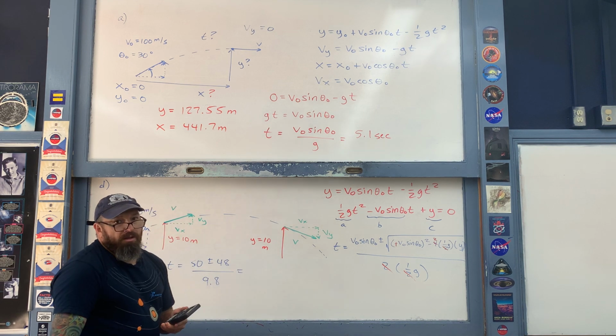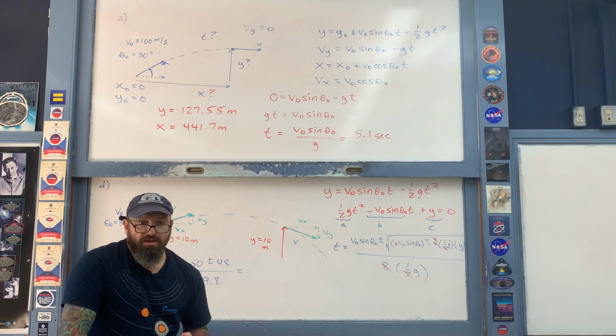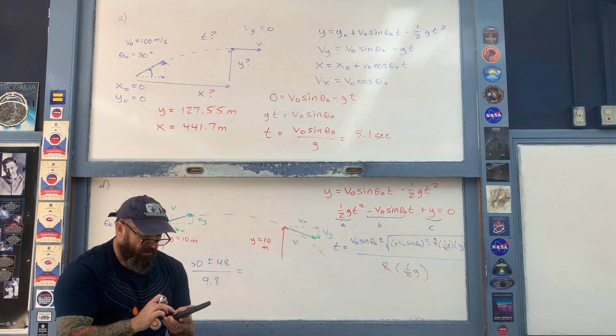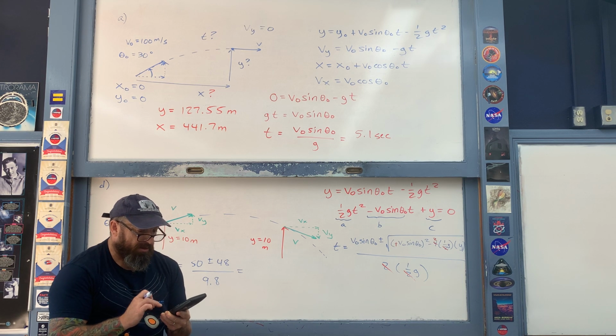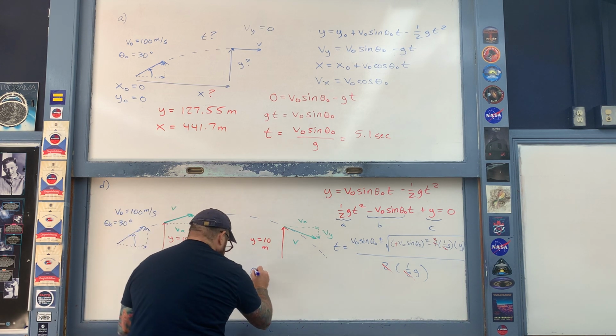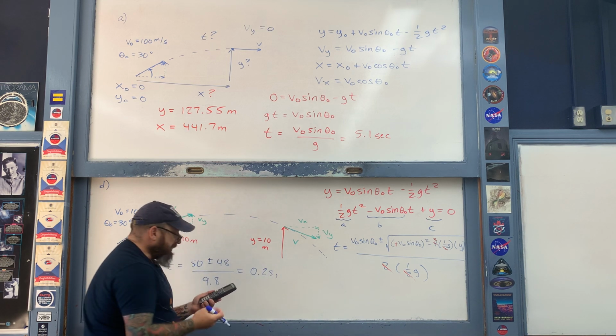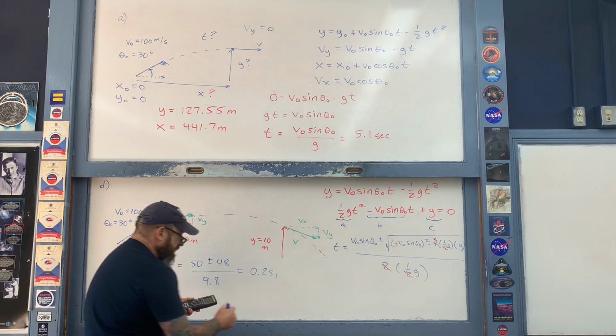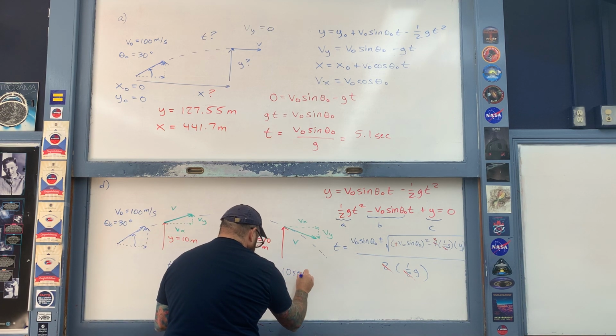Now if I use the negative sign in the numerator of the expression, this is going to give me the lesser time. This will be the time on the way up. So 50 minus 48, and then all divided by 9.8. And this comes out to be 0.2 seconds. And then the second value is going to be with the plus sign. So that's going to be 98 divided by 9.8. That's a total of 10 seconds.